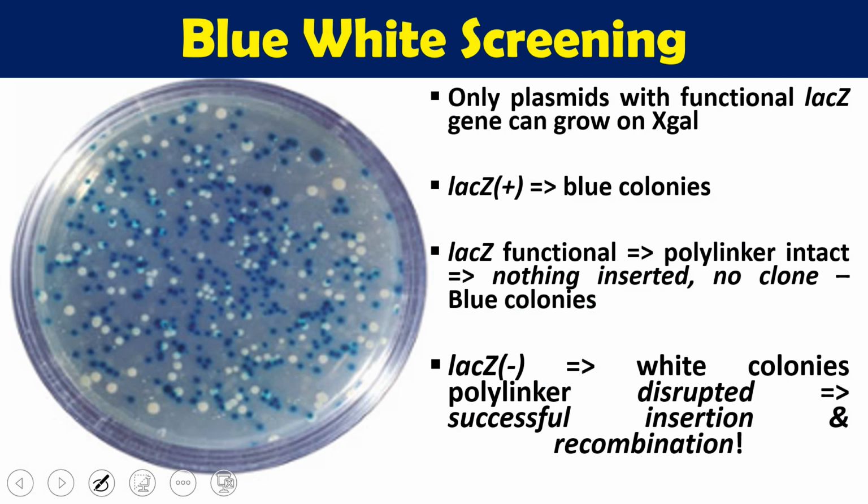Only a plasmid with a functional LacZ, meaning an intact LacZ gene, can metabolize X-gal. If we have LacZ plus, intact LacZ, it is going to give you a blue colony. If LacZ is functional, meaning the polylinker is intact, nothing is inserted, no clone, you get a blue colony. And if LacZ is minus, meaning LacZ has been digested and split and the gene has been inserted, in that case a white colony will be there, in the case of the recombinant.